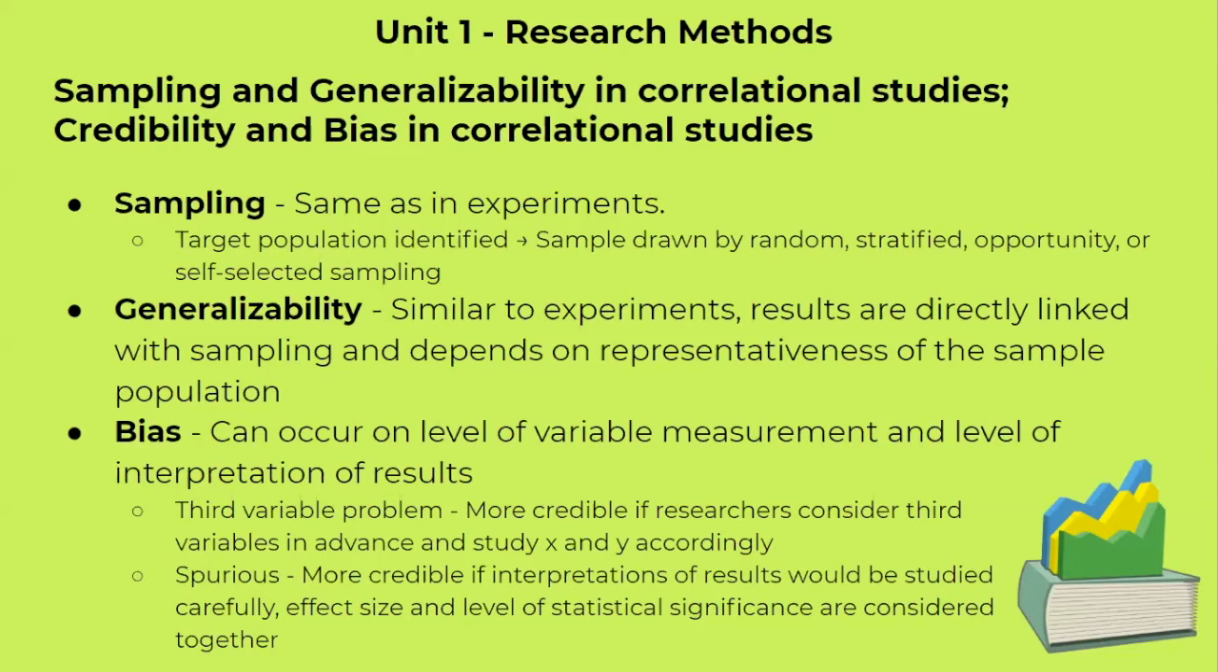Bias in correlational studies can occur at the level of variable measurement and the level of interpretation of the results. In the third variable problem, a researcher can make this more credible if the third variable is considered in advance and x and y are studied accordingly. In spurious correlation, it could be more credible if the interpretation of the results is studied carefully. Effect size and level of statistical significance would be considered together.